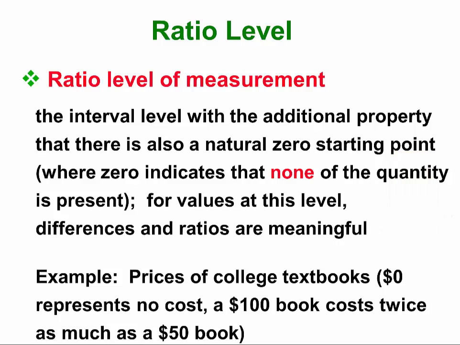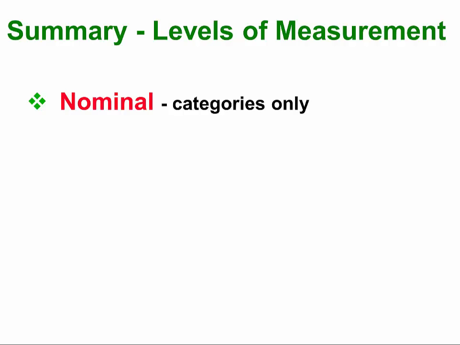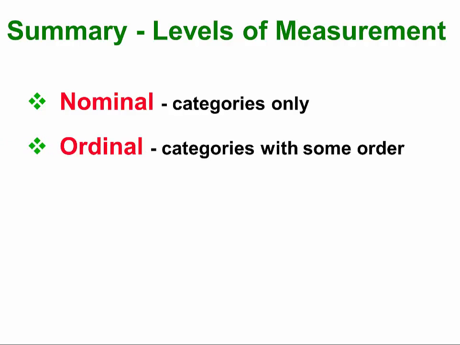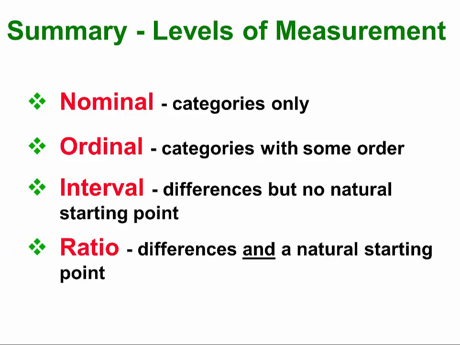So those are the four levels of measurement. Nominal for categorical data, only names. Ordinal, also for categorical data, but there is an order. Interval for quantitative data, numbers, but there's no starting point, and the only thing that makes sense is the differences. And ratio, numbers that do have a starting point, a zero, and differences as well as ratios have some meaning.